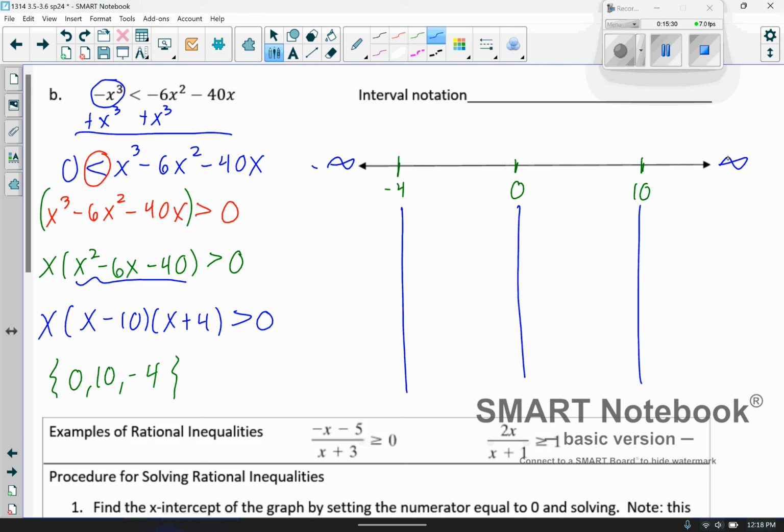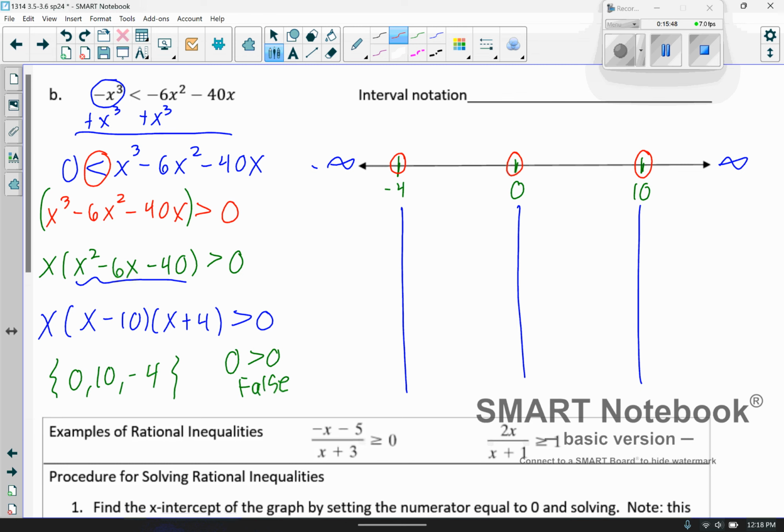Real quick, my x-intercepts are not part of my solution, because if you plug them in, you would get 0 is greater than 0, which is false. So they're going to be open circles right here. We do not include those.